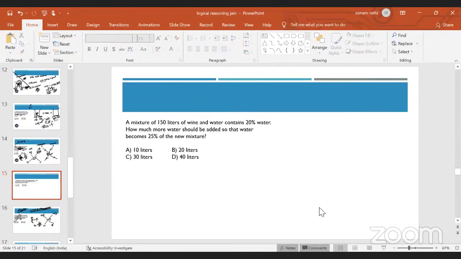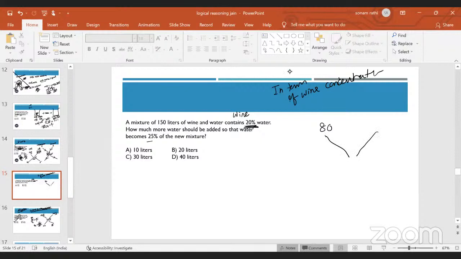So let's see, the same question I'm writing here. And now I will write everything in terms of wine concentration. So tell me, in the first mixture, water is 20%. If water is 20%, wine will be how much? 80, correct. So I will write 80 here.